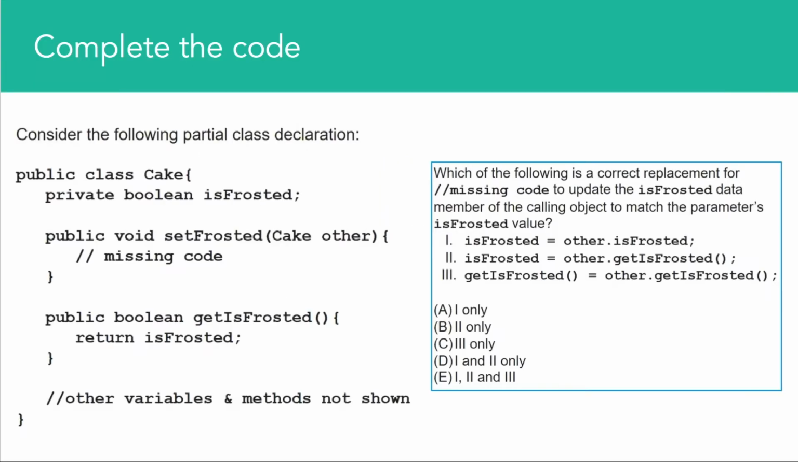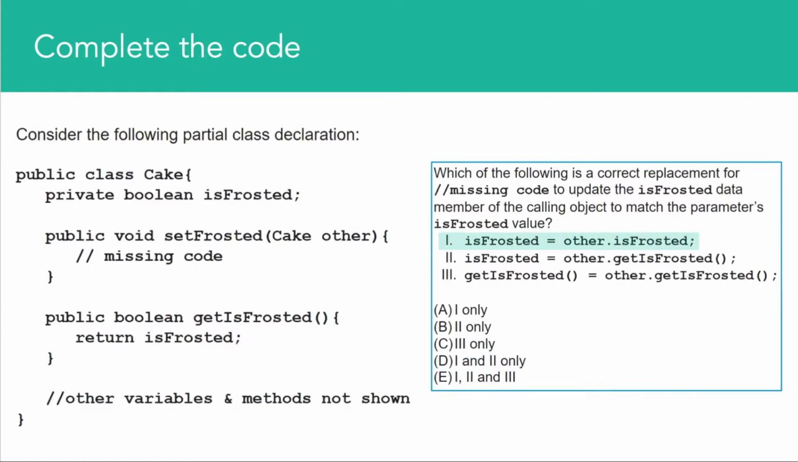Let's practice. Complete the code. Consider the following partial class declaration. Which of the following is a correct replacement for the missing code to update the isFrosted data member of the calling object to match the parameter's isFrosted value? It is good practice to start by asking yourself, am I inside or outside the defining class? If you're inside, you can access the private instance variables directly. If you're outside, you will need an accessor method to access the private instance variables.